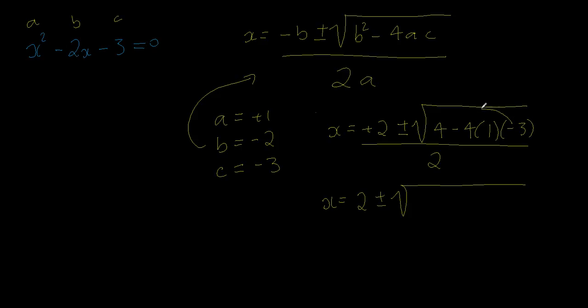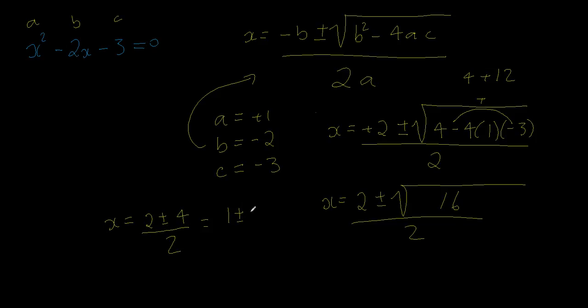Now this minus and this minus becomes a plus, so you get 4 plus 4 times 3 is 12, so 4 plus 12. Now 4 plus 12 is 16, so you write the 16 there, divided by 2. So this means that x is equal to 2 plus or minus the square root of 16, which is 4, and you divide the result by 2. Now you can divide top and bottom of this fraction by 2, so you get 1 plus or minus 2. So x is equal to 1 plus or minus 2.